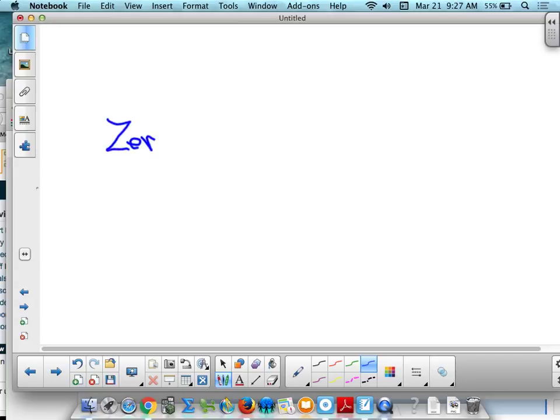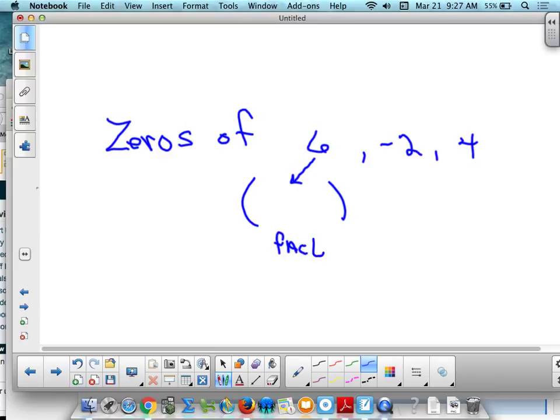If I tell you your polynomial has zeros of 6, negative 2, and 4. 6, negative 2, and 4. What factor did 6 come from? X plus 6, I heard. Is that right? Put it in. 6 plus 6 is 0. No. Minus. It's got to be a minus, doesn't it? So you guys should be saying minus, right?